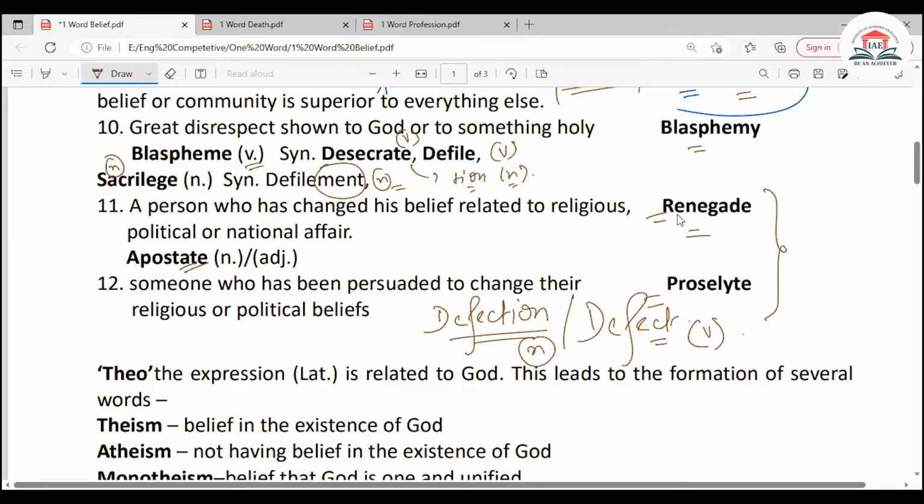Defect means to change one's political belief. And defection is called changing political belief.